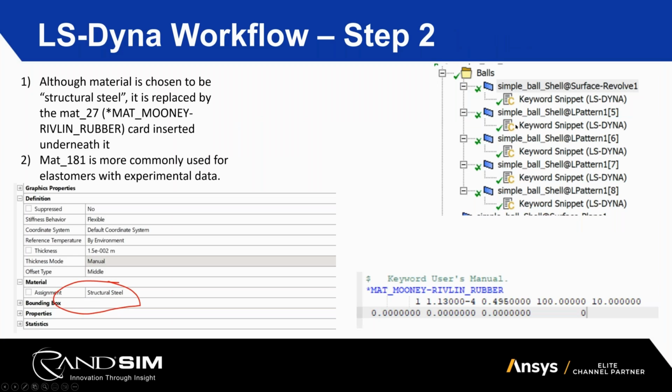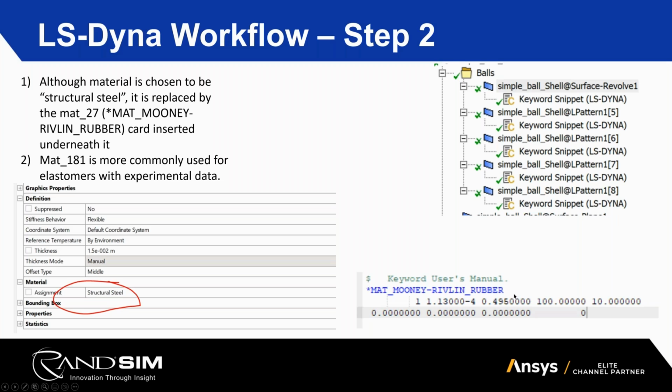And then next I'm going to define the material of my ball. I want the ball to be made of some kind of rubber. So I have a dummy rubber material, a Mooney-Rivlin material model for rubber. I'm gonna use it. This is the basic information. So even though I have a structural steel being defined in my geometry, I override it with a text file with a keyword snippet in Dyna, which is gonna override the material with the Mooney-Rivlin rubber.